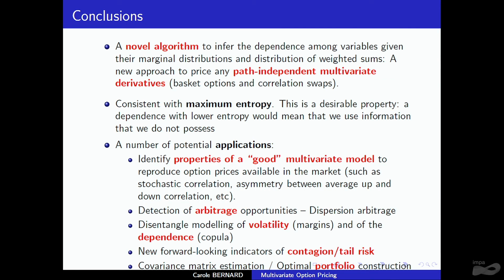So to conclude, we developed a novel algorithm which is consistent with maximum entropy when you have one constraint. Actually, we haven't proved anything with more than one constraint, so this is also one thing that I'm not sure is still consistent with maximum entropy. And we developed some applications. One is getting a good multivariate model to price, which is what I presented here. And we hope to be able to use it for detection of arbitrage opportunities and understanding also what is the effect between volatility and dependence.